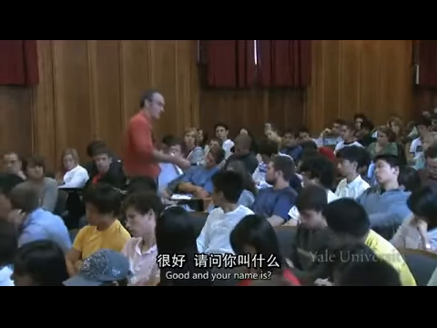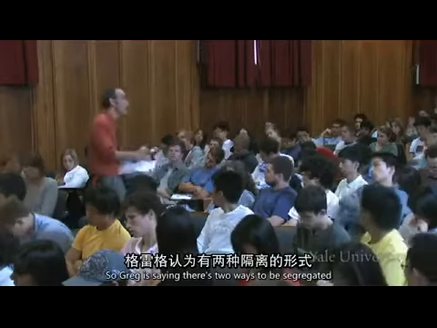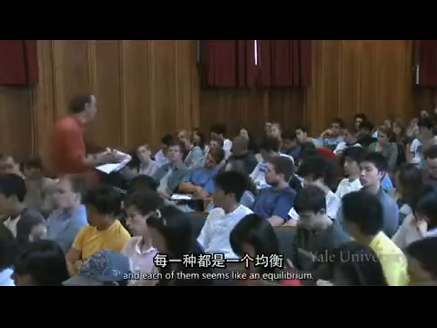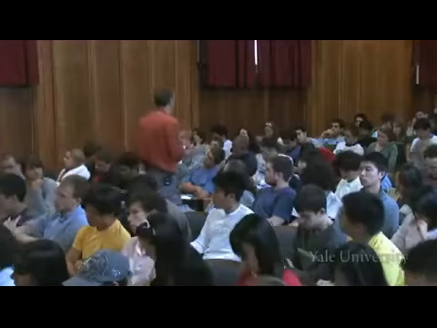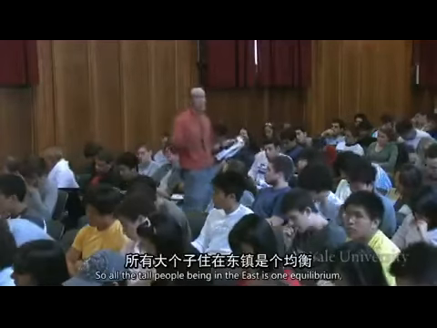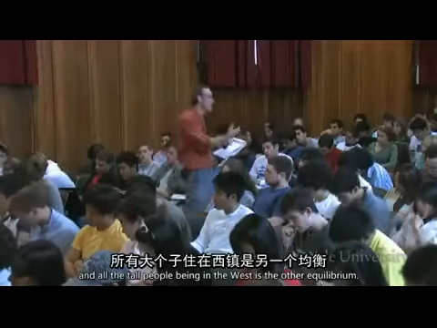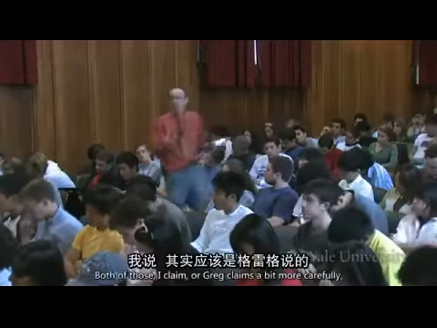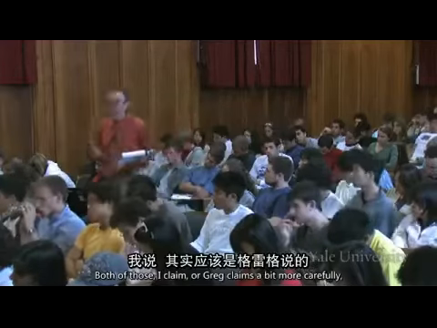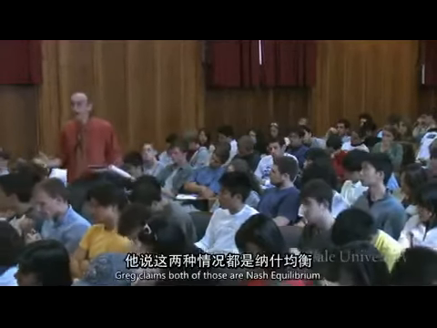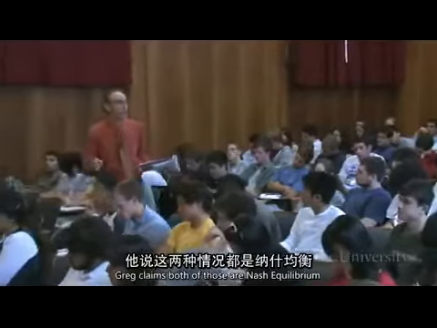The other way around. Good. And your name is? Greg. So Greg is saying there's two ways to be segregated, and each of them seems like an equilibrium. Right? Let's just spell it out. All the tall people being in the east is one equilibrium, and all the tall people being in the west is the other equilibrium.